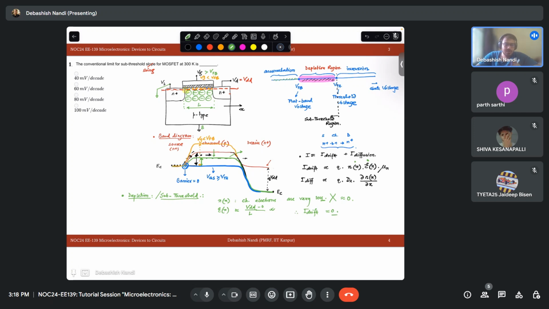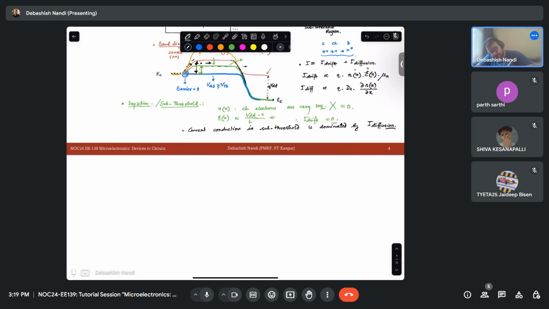Okay. So the majority of the current conduction in your subthreshold region is dominated by I diffusion. Okay, please remember this. And how will I diffusion take place?